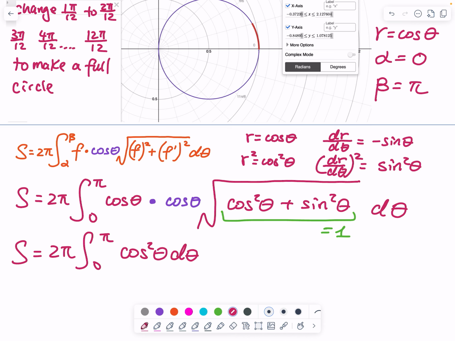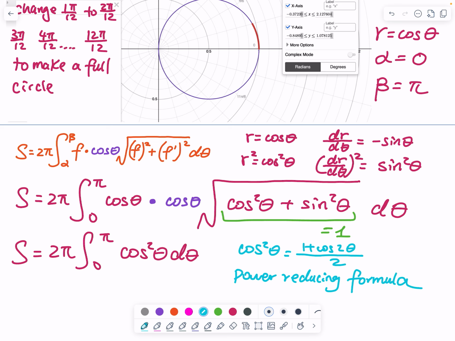Don't laugh right now, because you cannot integrate cosine squared. You cannot integrate sine squared. You cannot integrate cosine squared one term at a time. So when you see sine squared or cosine squared, you have to use the power reducing formula. That will be cosine squared theta equals 1 plus cosine 2 theta, divided by 2. This is called a power reducing formula. If notes are allowed on exams, you may want to put this on your notes.